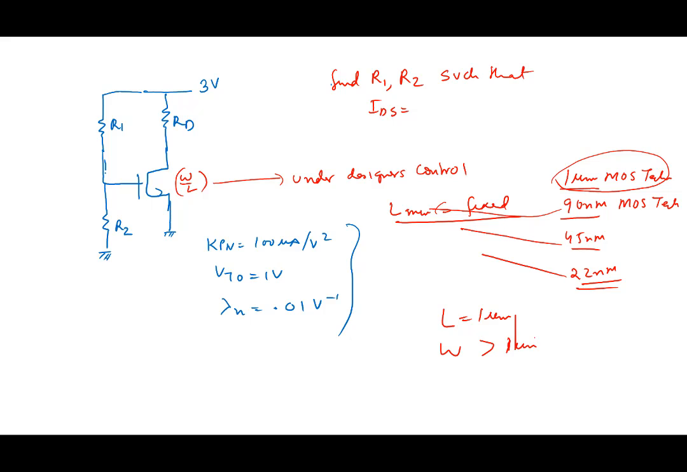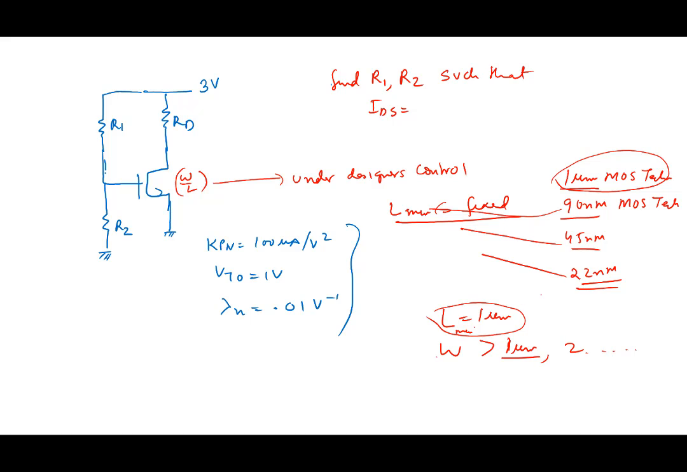W could be anything above 1 micron. So the designer could choose W equal to 1 micron. He could choose 2 micron, 3 micron, 4 micron, whatever. W could be anything greater than this. But L, you are limited to L minimum. Of course, you can make L larger also. You can make L 2 micron.